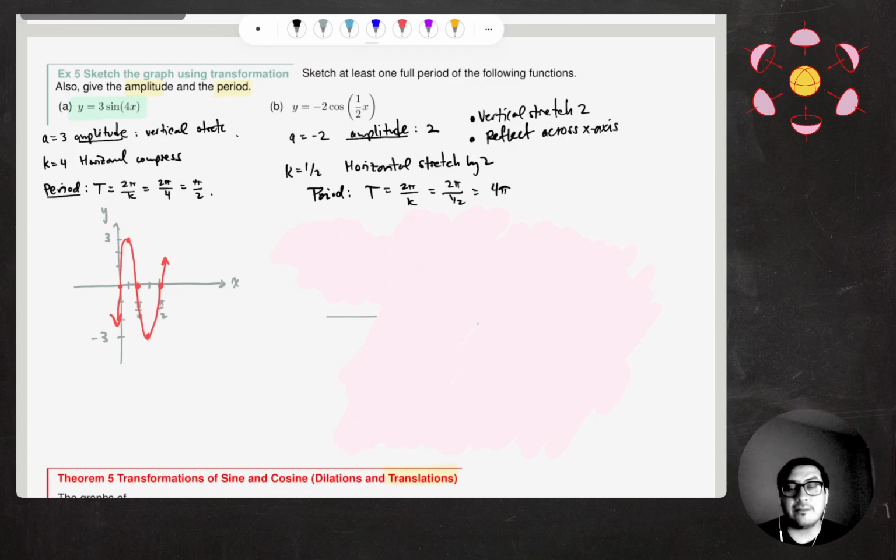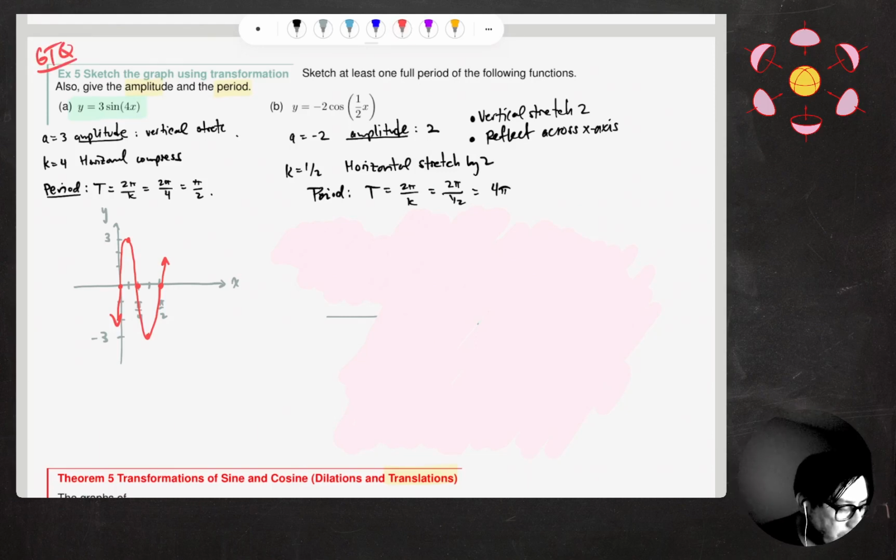All right, so pause the video. See if you can come up with this graph on your own, because this one's a little bit tougher, but these are the kinds of problems. And in fact, let's tag this one as a GTQ, because this is a good problem to prepare for our test. Okay, let's uncover the graph. I hope you tried it on your own.